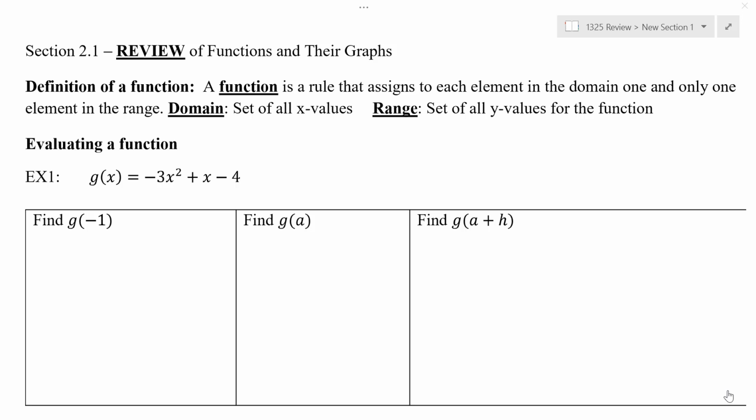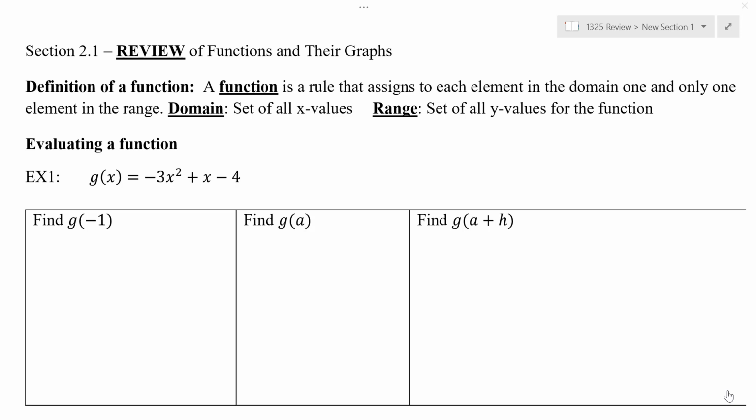Here in section 2.1, we want to review a few concepts that we learned in college algebra. The first is a definition of a function. A function is a rule that assigns to each element in the domain one and only one element in the range. In other words, for every value that goes into a function, there's only going to be one answer that comes out of that function.